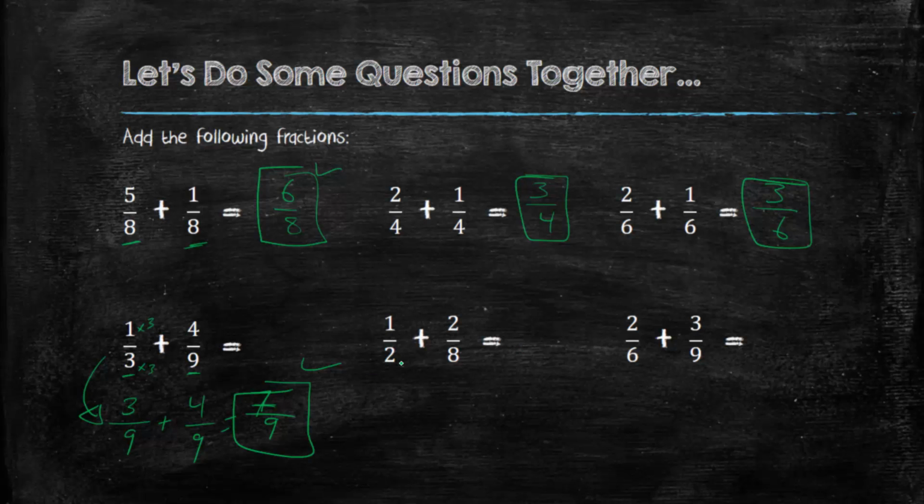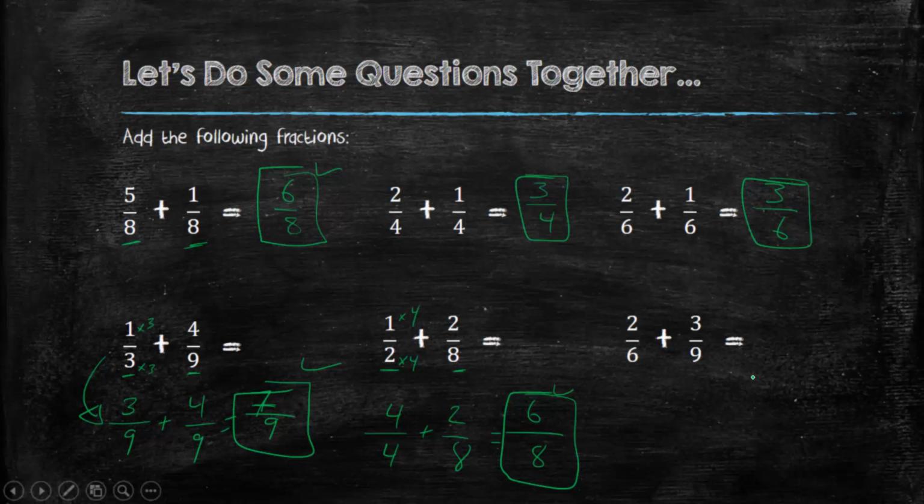Okay, let's look at this. The denominator here is not the same, but that's okay. We could make a 2 into an 8 by multiplying it by 4. So we multiply the whole fraction by 4. This becomes 4 over 8 plus, this is 2 over 8. And now we could add 4 plus 2, 6. So the answer is 6 over 8.